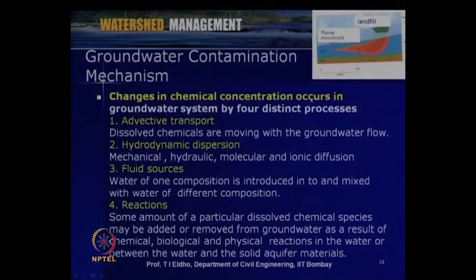Once the groundwater is contaminated, or the pollutant is introduced to the subsurface or to the aquifer itself, a number of processes take place so that this plume, or the contamination, will be further spreading. The changes in chemical concentration depend on 4 distinct processes. Like advective transport, where the dissolved chemicals are moving with the groundwater flow. You can see that groundwater flow is already there, and with that flow the contaminant plume is also carried. So, that is the so-called advective transport.